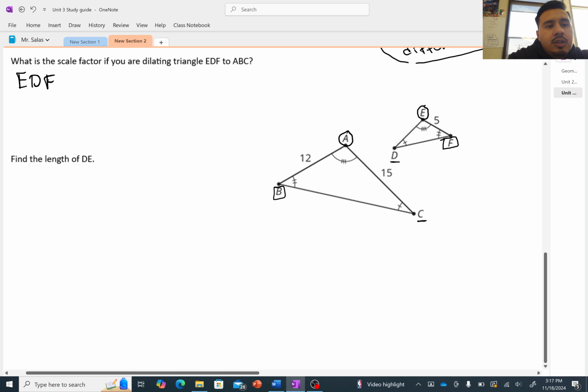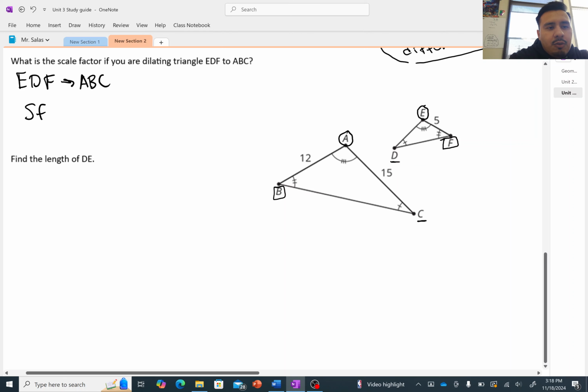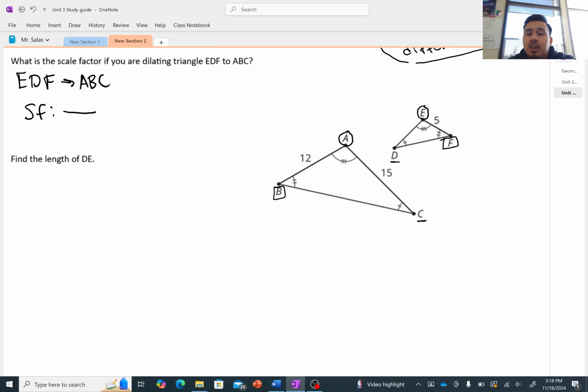EDF to ABC, well, the number I'm trying to get to has to be part of the numerator. So I'm going to put SF for scale factor. The number that goes on top is the one I'm trying to get to, ABC. If I'm trying to get to ABC, I have to use two sides that are similar. In this case, EF is similar to AB.